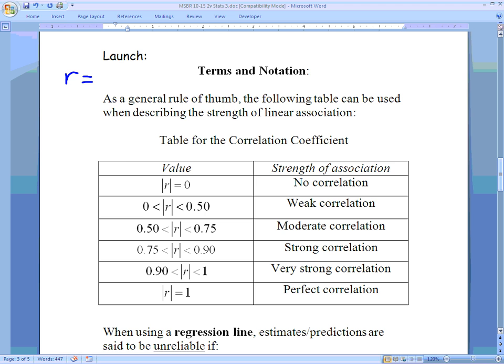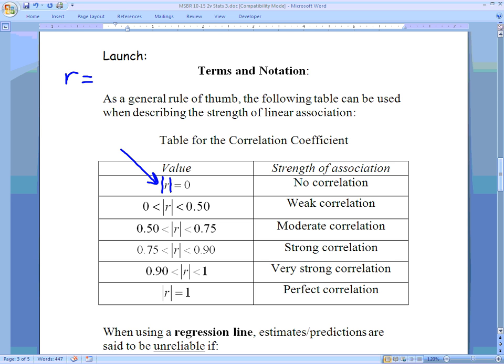You'll notice here on this table that I have these absolute values around my R's, meaning that I'm not worried about positive or negative. Each of these numbers could be positive or they could be negative. If they're positive, obviously it's positive correlation. If your R value is negative, it's negative correlation. But we're talking about the descriptor part, the adjective part. If your R equals 0, or the absolute value of R is 0, there's no correlation, absolutely none.